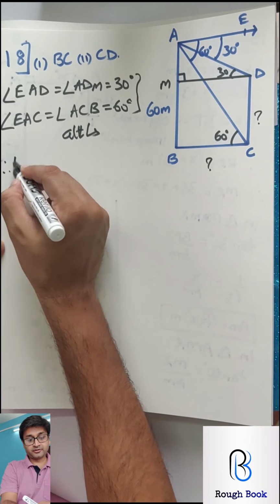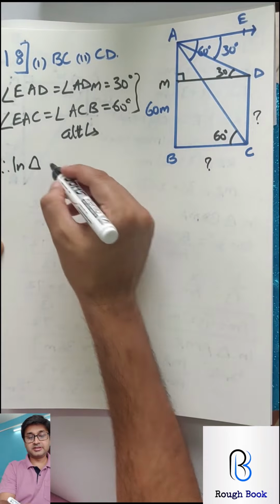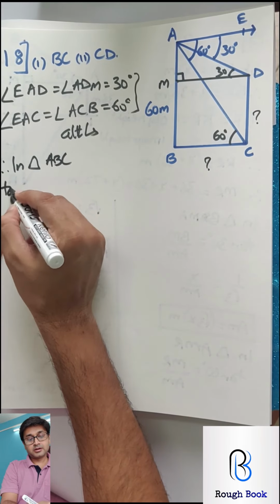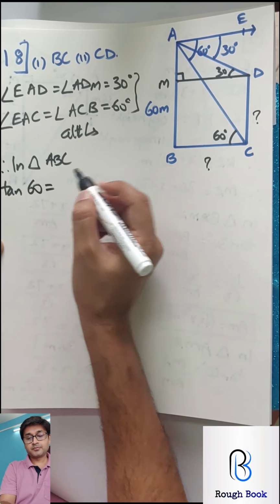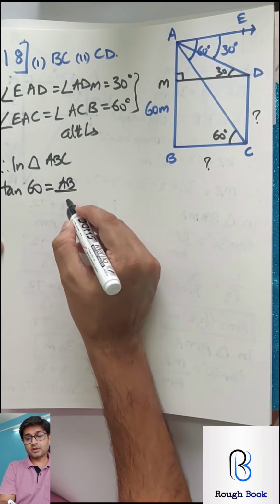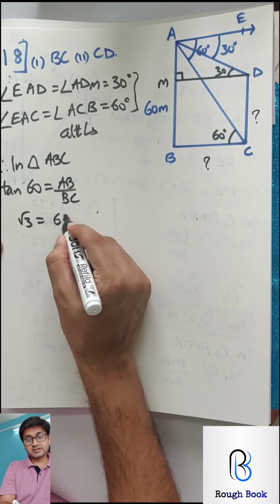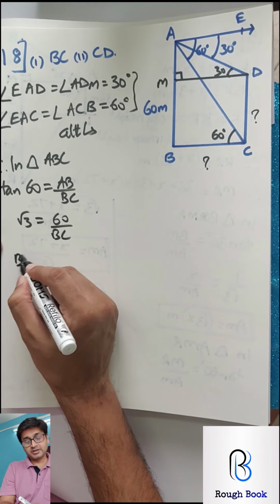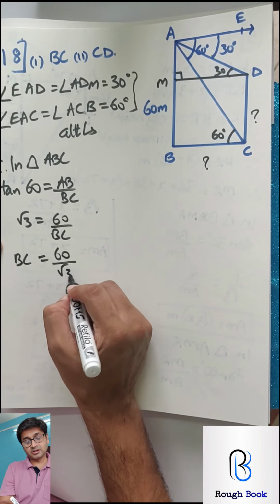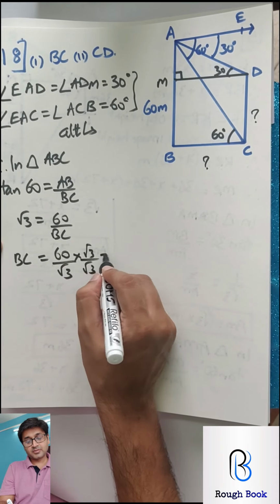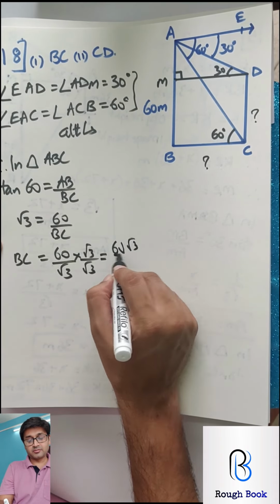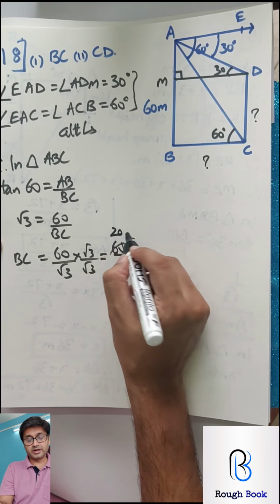Now hit it. So first one, in triangle ABC, tan 60 is equal to AB upon BC. So root 3, AB is 60 by BC. So BC becomes 60 by root 3. Rationalize it. So I will get 60 root 3 by 3. Cancels. So 20 root 3.